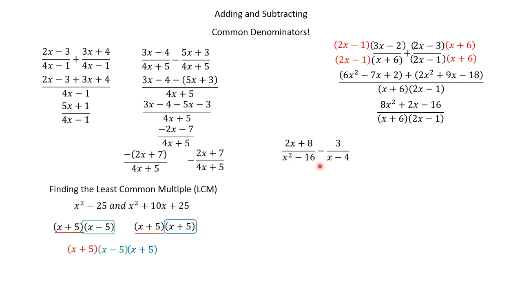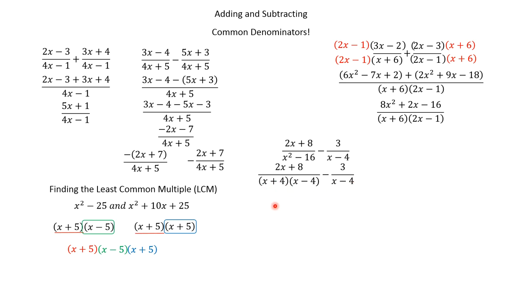So we have 2x plus 8 over x squared minus 16 minus 3 over x minus 4. First step is to factor. X squared minus 16 is x plus 4 times x minus 4. Hey, look, x minus 4, x minus 4. These are really close, except what else does this need? Yeah, it still needs x plus 4.